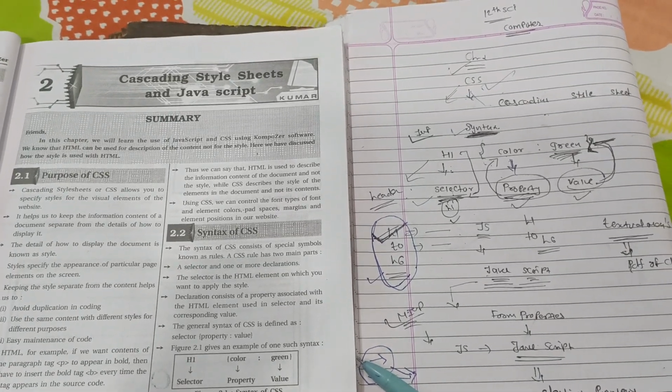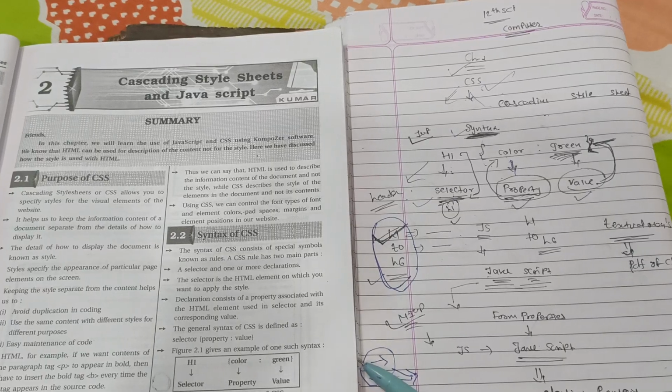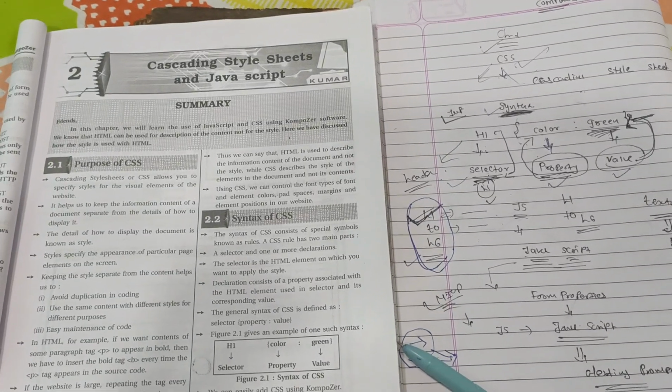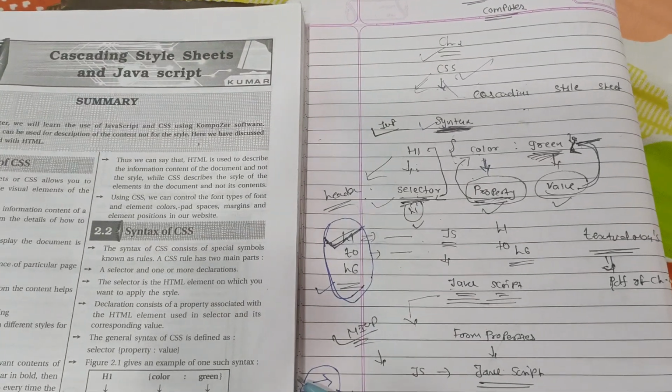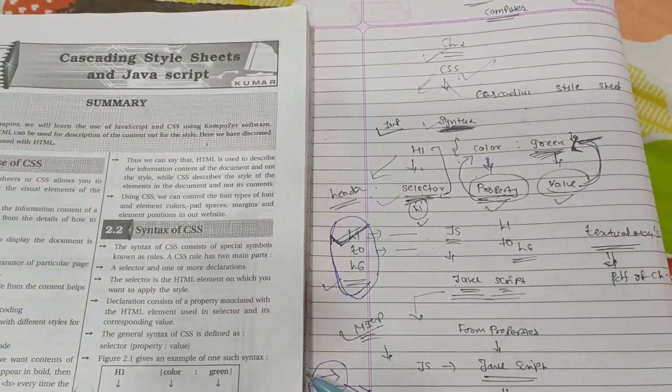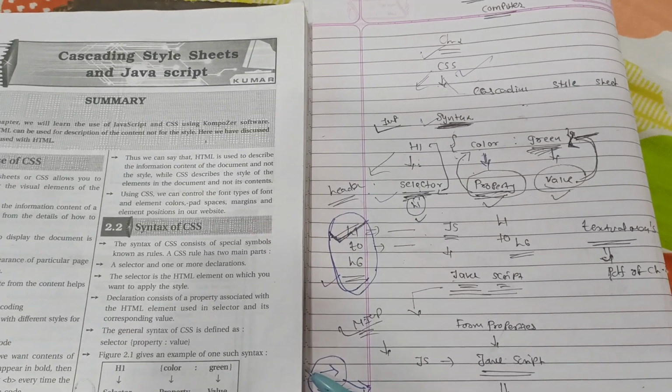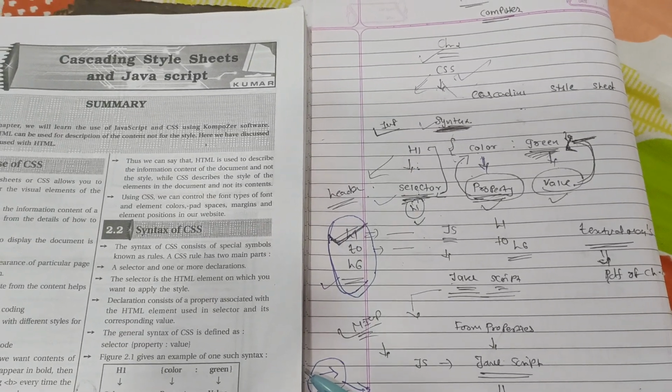Right, so here I am doing a quick revision of our chapter number 2. Chapter number 2, that you already know, is cascading style sheet and JavaScript. Okay, that is basically known as CSS. So here you are getting your first MCQ. What is the full form of CSS? The full form of CSS is cascading style sheet.